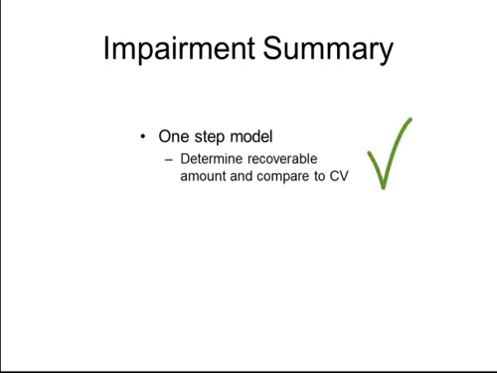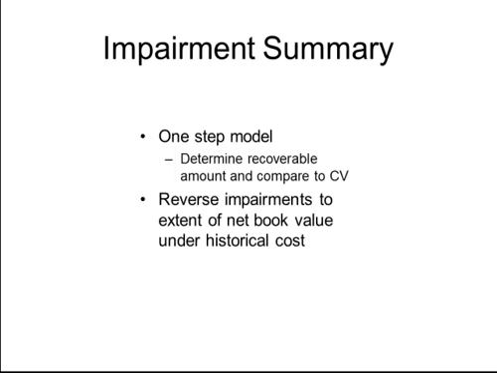So to summarize this very complex accounting topic, impairment analysis under international standards follows a one-step model. It requires a comparison of the recoverable amount to the carrying value to determine whether an impairment charge has occurred. This analysis is updated annually or as indicators of impairment arise. Subsequent impairment reversals are possible where there has been a recovery in value. However, recoveries are limited to what would otherwise have been the net book value using historical cost principles.